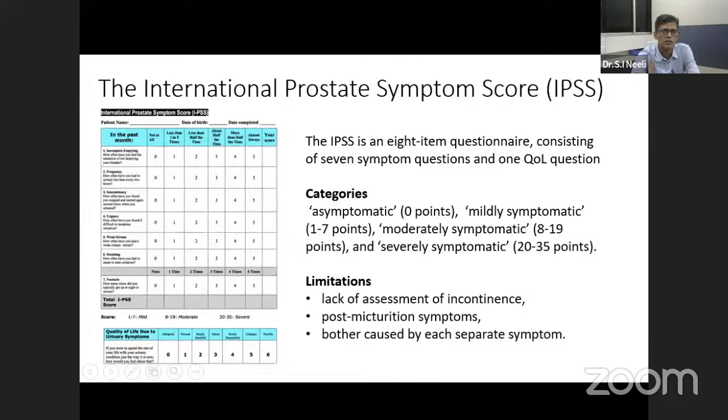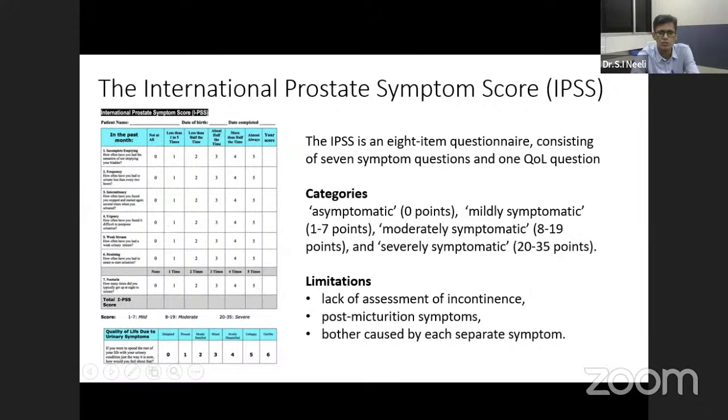The most common and predominantly used symptom score is the IPSS, that is the International Prostate Symptom Score, which has 7 questions and 1 quality of life question. Amongst the 7 questions, this includes incomplete emptying, frequency, intermittency, urgency, weak stream, straining and nocturia. The last question is about how the quality of life is affected by all these symptoms. This symptom score has to be filled by the patient, and we have to just tabulate and see how symptomatic the patient is.